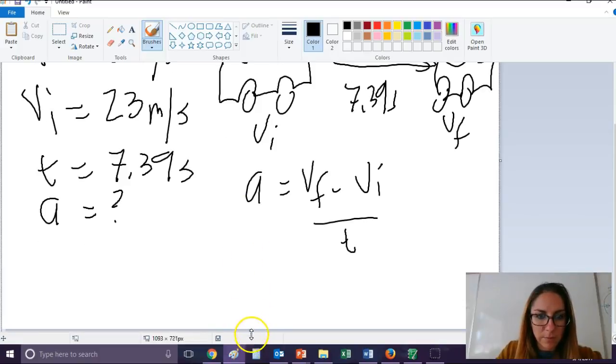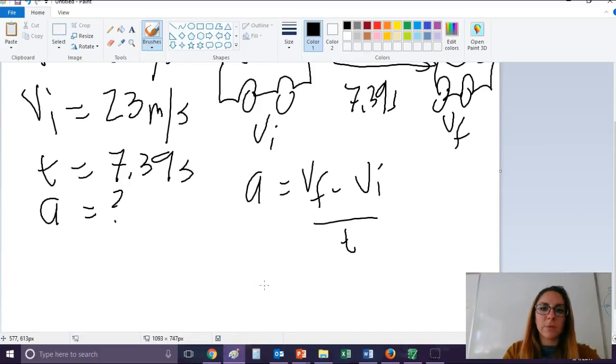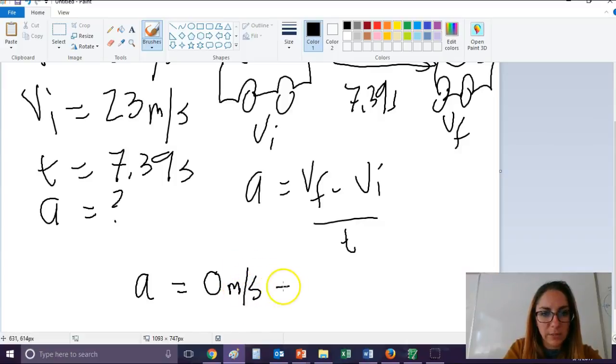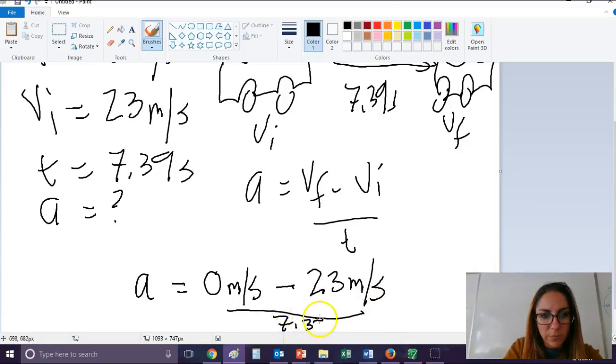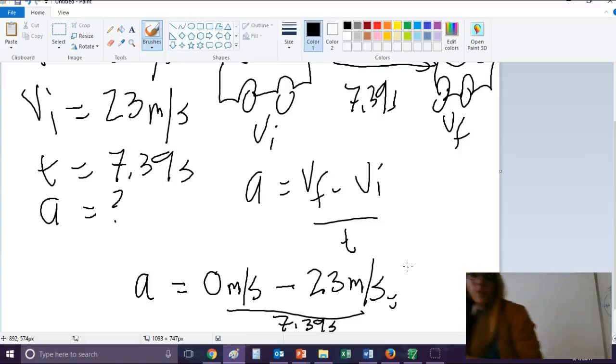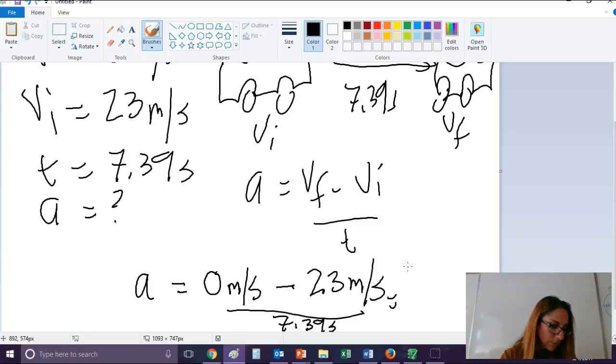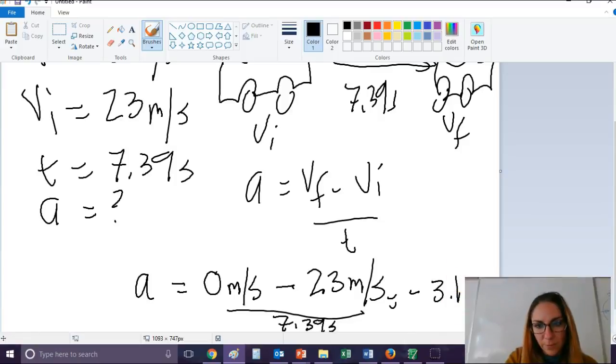Alright, so what I'm going to do is solve for that. We have all the information. So acceleration is the final velocity, which was 0 meters per second, minus the initial velocity, which is 23 meters per second, over 7.39 seconds. Let me grab my calculator. So 0 minus 23 divided by 7.39. I get negative 3.11.